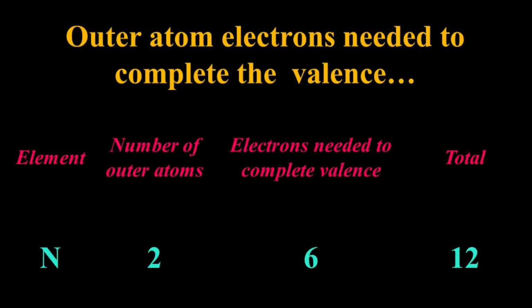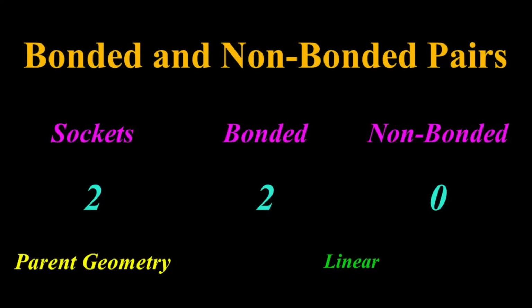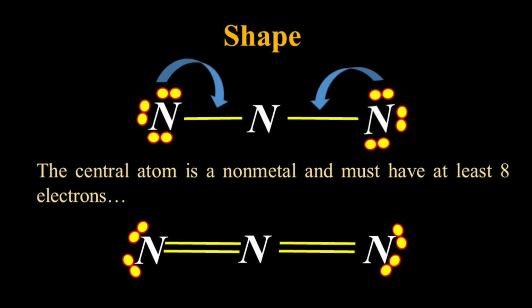well, let's do the total electrons for the outer atoms. And that's going to be 2 times 6 is 12. Now we're going to do the accounting. So we get 16 minus 16 is 0. So it's going to be linear. But the central atom is going to be a nitrogen. So it's going to be 2 sockets, 2 bonded, 0 non-bonded. The parent geometry is linear. And the nitrogen is the central atom.